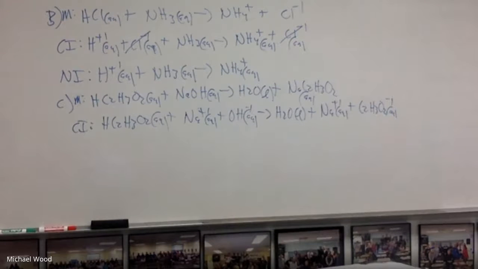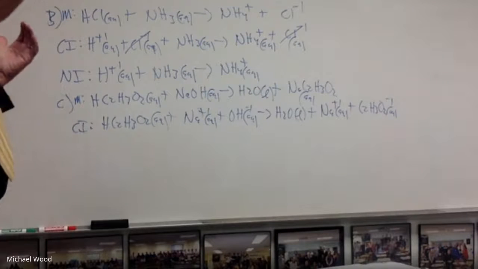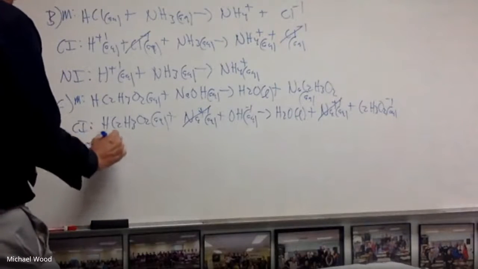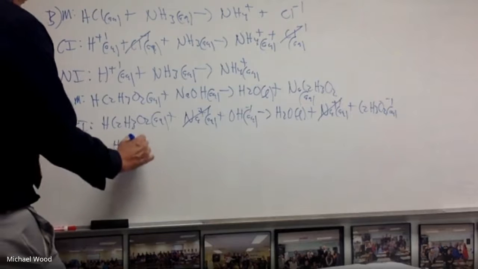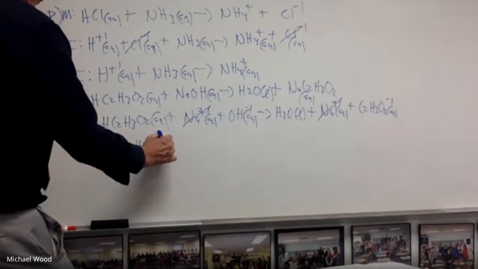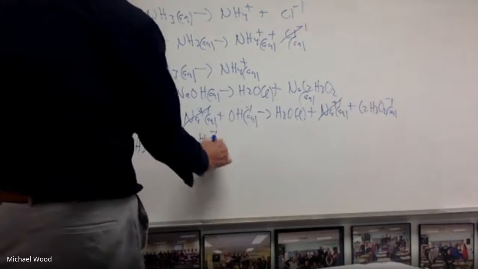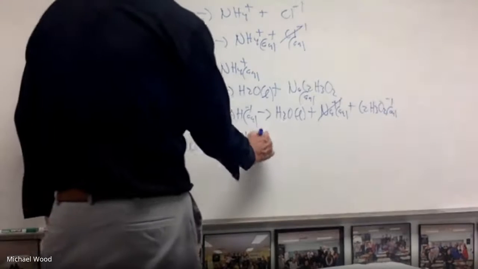Okay, and so now I cancel out the spectator ions. Again, in first year chem, there was always 2. Here, there's only 1, and that is the sodium. So the net ionic equation is going to leave this. So I'm just going to get rid of the spectator ions.